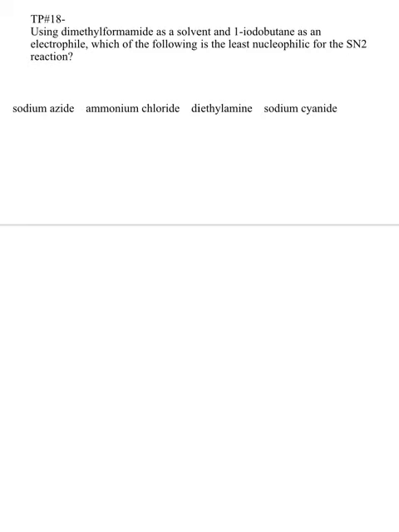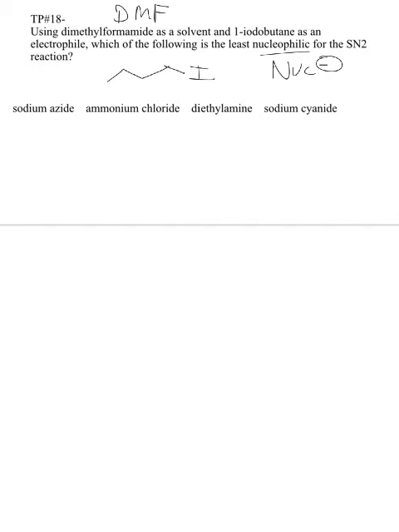Using dimethylformamide, a lot of times you'll see that as DMF, dimethylformamide or formamide. As a solvent, and 1-iodobutane, 1, 2, 3, 4. So 1, 2, 3, 4. 1-iodobutane is an electrophile. Which of the following is the least nucleophilic for SN2 reaction? So you're looking for a nucleophile that is less reactive.